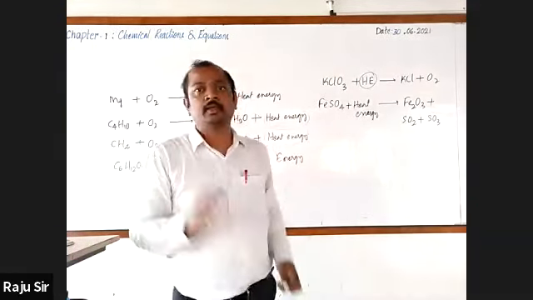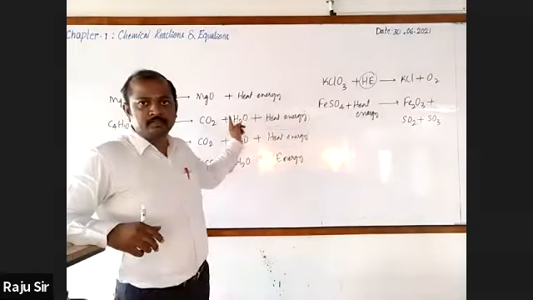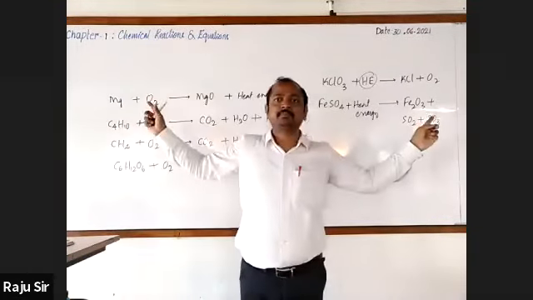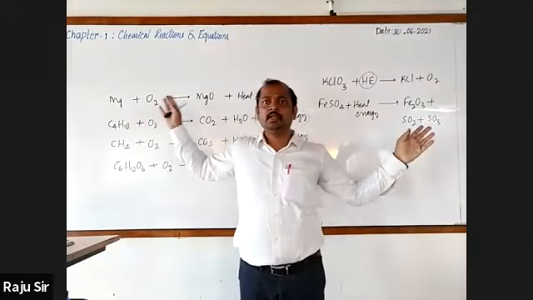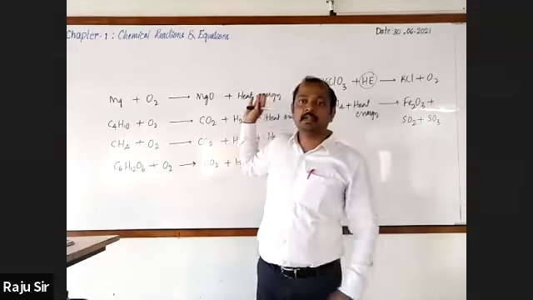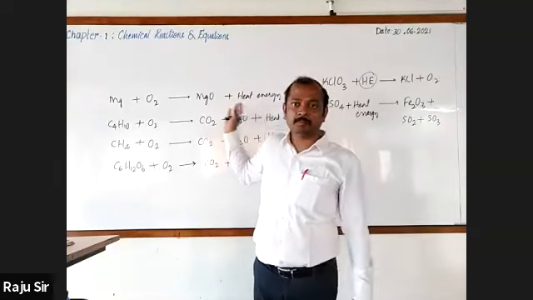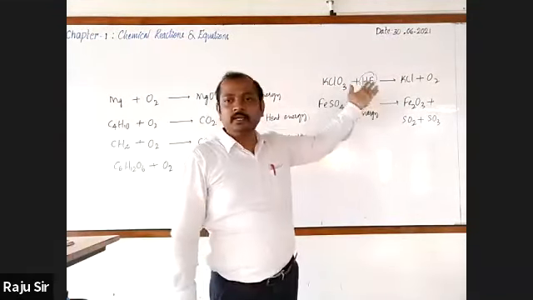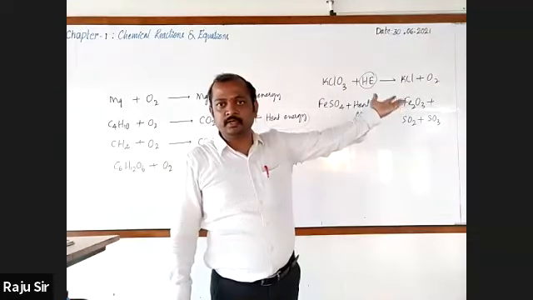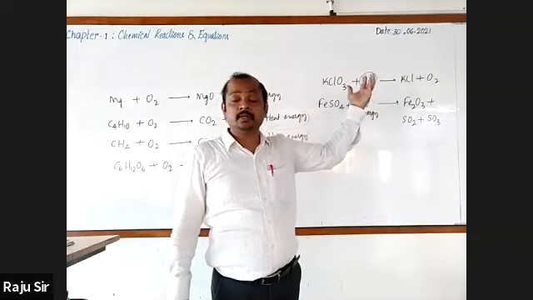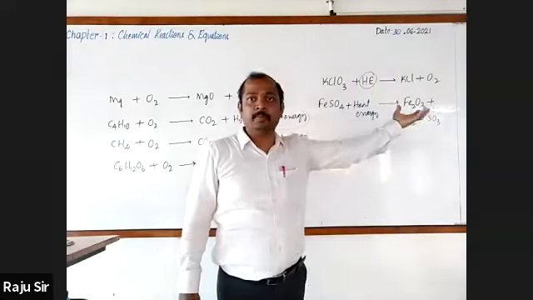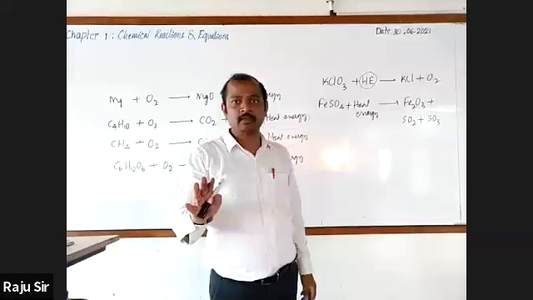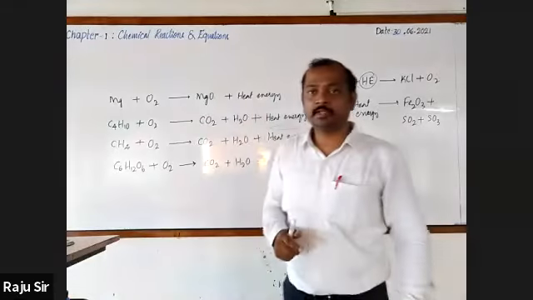So these are the two types. Some more are there, I'll give you one by one. First one is exothermic, second one is endothermic. Exothermic means the chemical reaction in which heat energy is evolved along with the products. Endothermic is a type of chemical reaction in which products are formed by using the heat energy. Please go for writing.